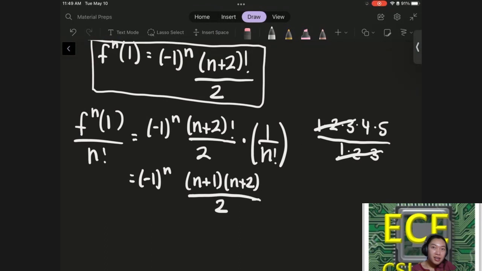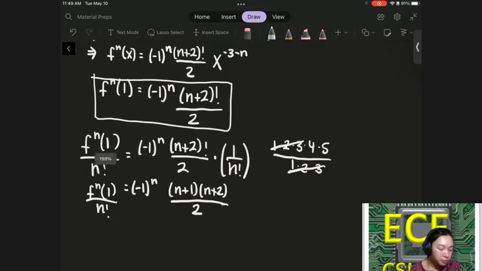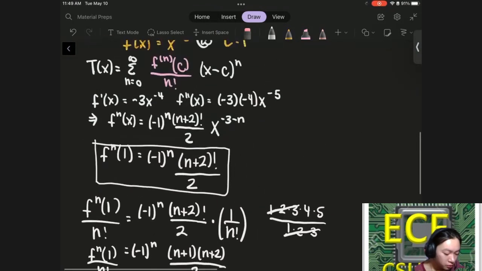Sorry, I had that sneeze. So this becomes that. Okay. So we got the coefficient of our Taylor series, which is what I highlighted in pink. And the rest is simple, actually.